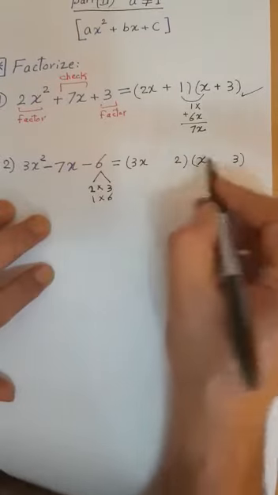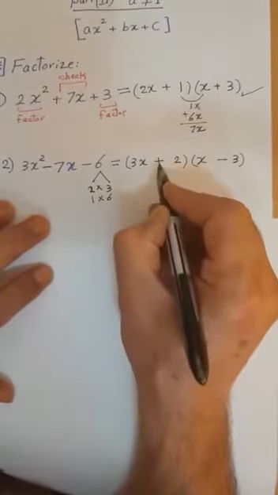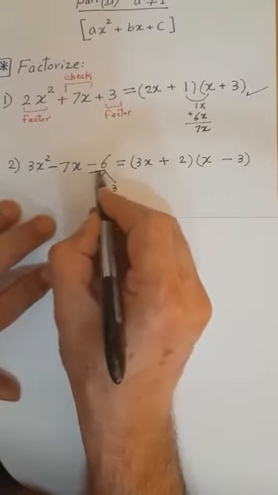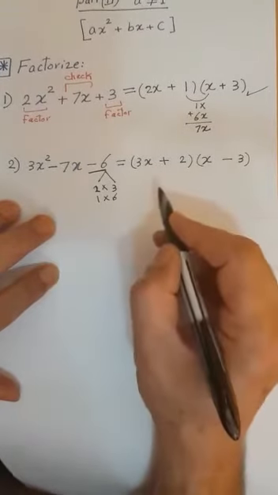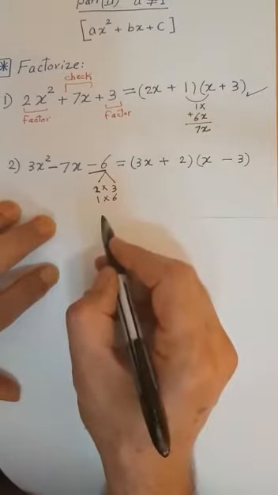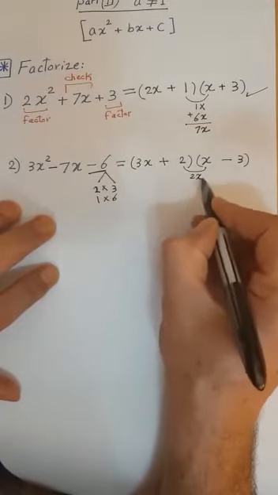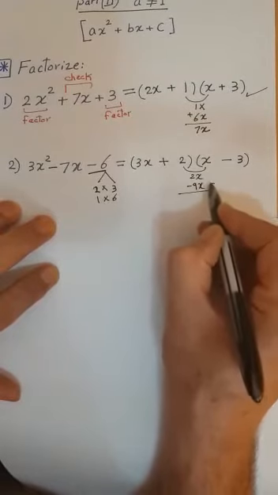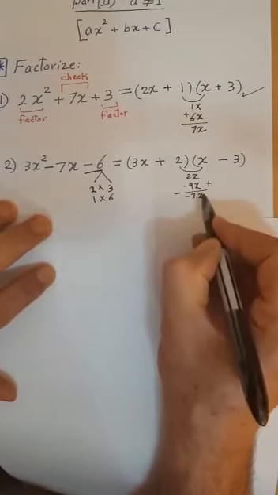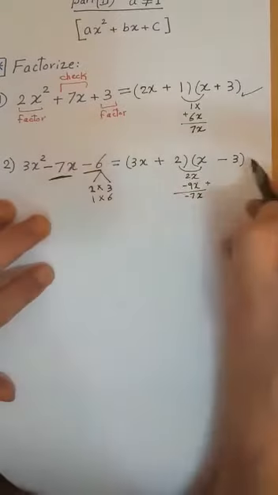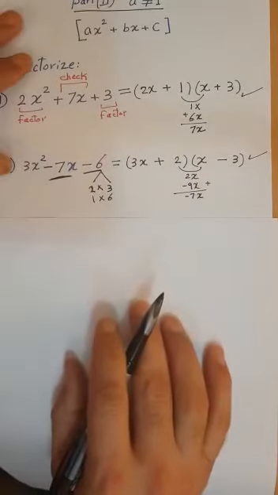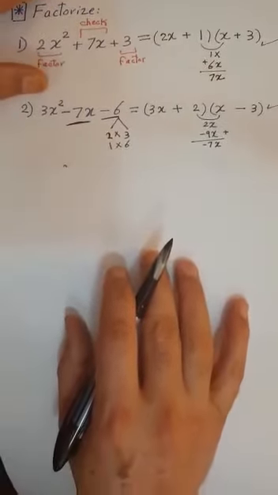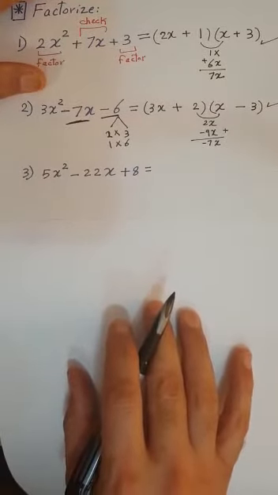This 6 is negative, so try one negative and one positive. When you see this number is negative, always put one negative, one positive. Anyone, doesn't matter. Let me check the middle term. 2 times x, 2x. 3x times negative 3 is negative 9x. What is the sum of them? The sum is negative 7x. Here, yeah, the same middle term. Your answer is correct. Okay? Let's go to the next question.